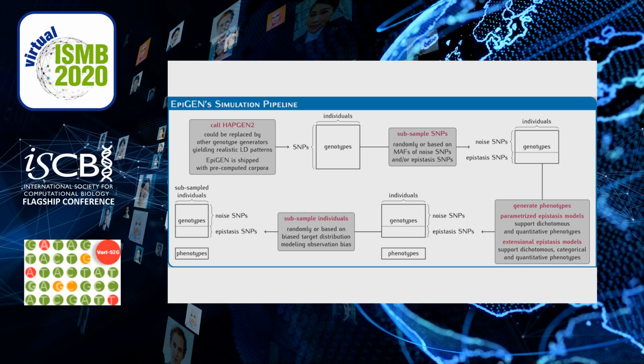For this, we use so-called epistasis models, which can either be specified extensionally or via parametrized risk models. The parametrized models support dichotomous and quantitative phenotypes. The extensional models support all kinds of phenotypes. Finally, we subsample the individuals. This can be done randomly or based on a biased target distribution, which models observation bias.